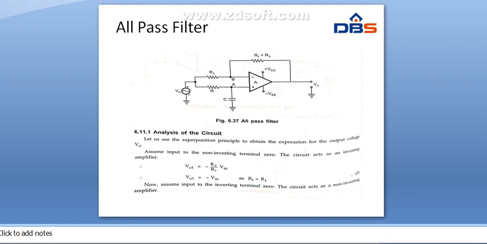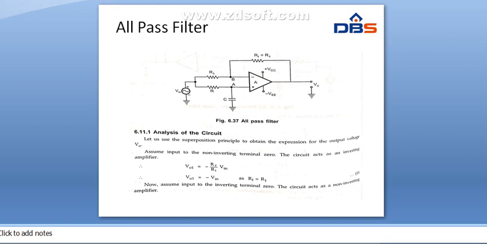If we assume the input to the non-inverting terminal is 0, then the circuit becomes an inverting amplifier. In the inverting amplifier, the output V01 is minus Rf by R1 into Vin. If Rf equals R1, then V01 equals minus Vin.